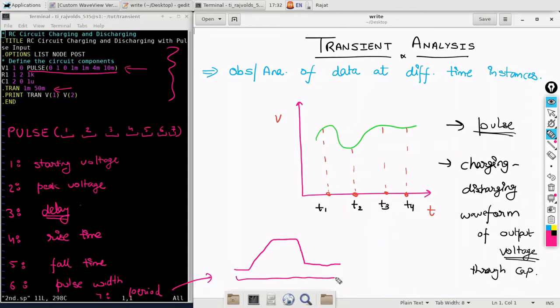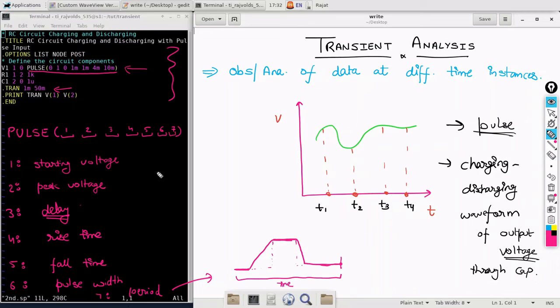So this whole time taken for the pulse, that it has some delay while rising, and after this is the rise time, and this is the pulse width, that here it has sustained the peak voltage, and after that this is the fall time, and this is again the pulse width, and it ends here. So this one cycle is the period.